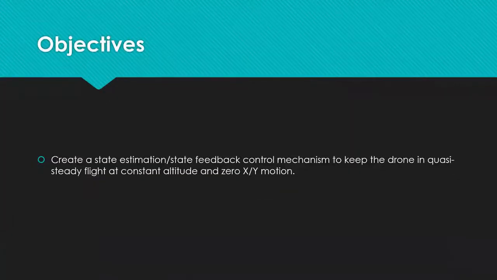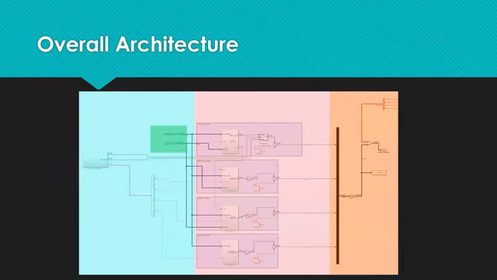The objective of this project was to create a state estimation and state feedback control mechanism to keep the quadcopter in quasi-steady flight at constant altitude with no XY motion and minimal yaw rate. To do this, we had an overall architecture that looked kind of like this.